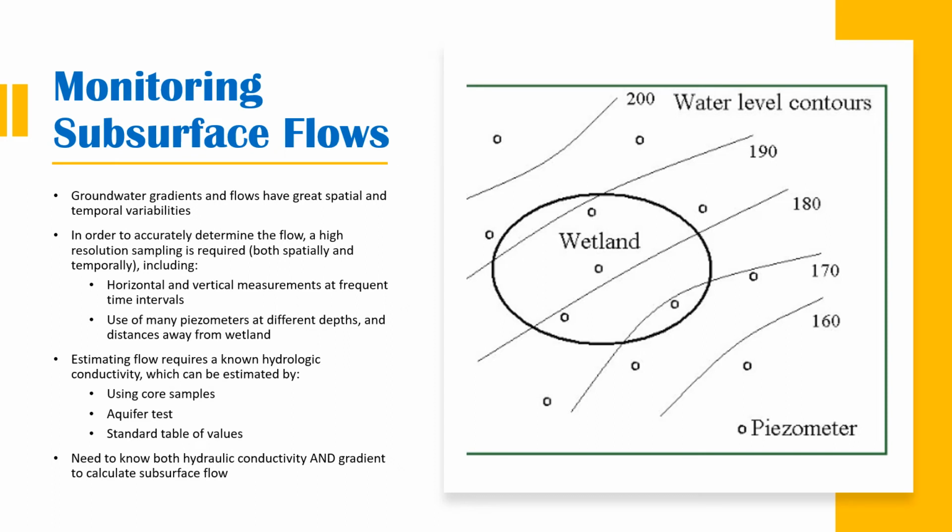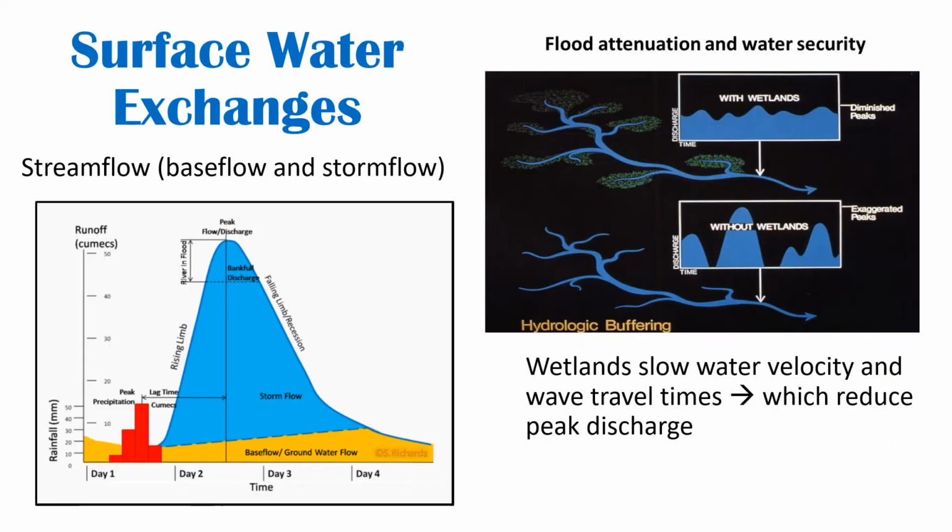Estimating flow requires a known hydraulic conductivity, which can be estimated by using core samples, using aquifer tests, or just using a standard table of values. Keep in mind you need to know both the hydraulic conductivity and gradient to calculate this subsurface flow. Now we'll move on to surface water exchanges.